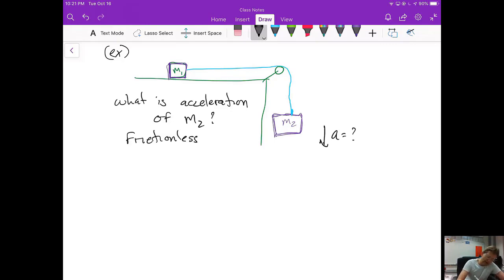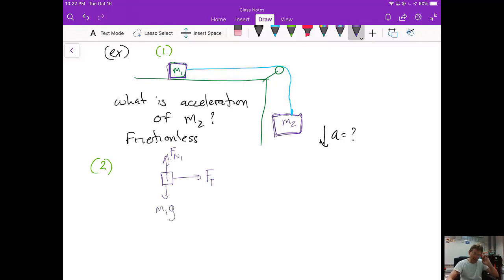We've already drawn our diagram. Now we're going to draw free body diagrams. So we've already done step 1, draw our diagram. Step 2, we're going to draw our free body diagrams. I'm just going to draw a free body diagram of M1. Go through all your steps. You'll find it is Ft up, Ft to the right, Fn1 up, and M1g down. Fg down, M1g down. And no friction.